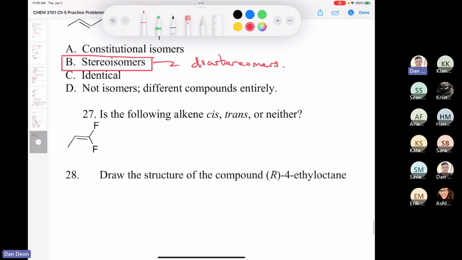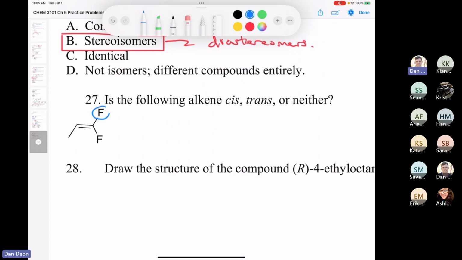27, is the following alkene cis, trans, or neither? Well, I've got two fluorines. Could anybody answer this one? Two fluorines on the same carbon. So it's neither. So remember, whenever you have two groups that are identical on the same carbon, it can't be cis and it can't be trans. It's impossible. It has to be neither, right? Because the fluorine isn't cis to anything and it's not trans to anything, right? Neither fluorine is cis or trans. For cis and trans, you've got to have identical groups on different carbons.